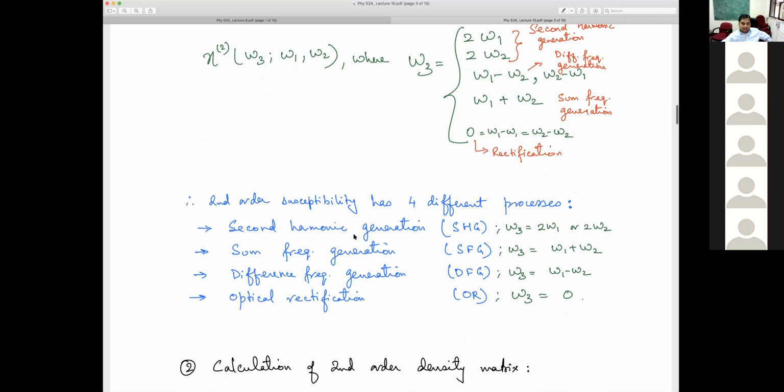So writing again, second order susceptibility in general can have four different processes. I have two frequencies shining on the material, so I can have second order processes involving both the same frequency electric field. Those terms are second harmonic generation or rectification. Then I can have two different frequencies, omega 1 and omega 2, contributing. They can give rise to sum frequency generation or what is called difference frequency generation.